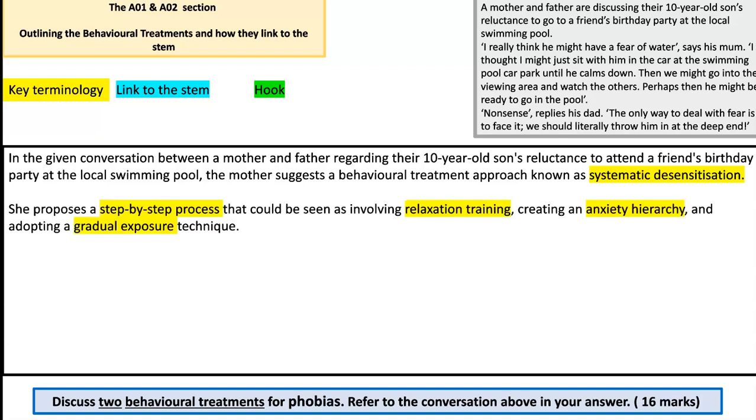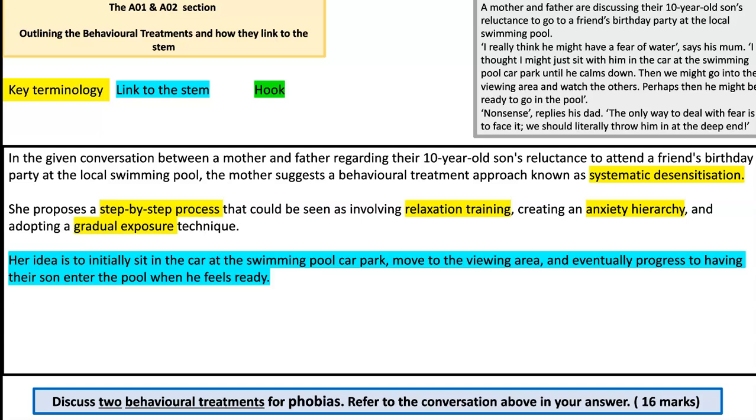Okay, and then what this essay strategically does is it breaks out what systematic desensitization is, but again focusing on keywords such as step-by-step process, relaxation training, anxiety hierarchy, and gradual exposure. Very important. So these are key terminology linked specifically to the knowledge. So this is you describing your knowledge about what is meant by systematic desensitization.